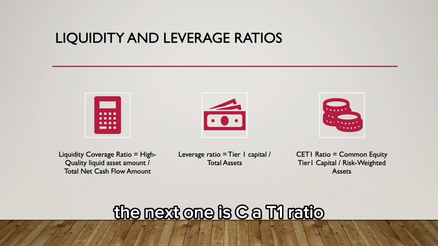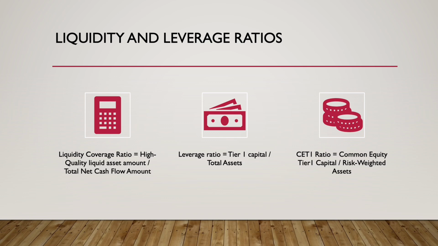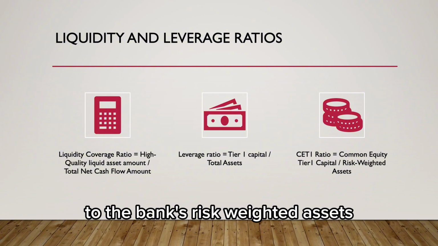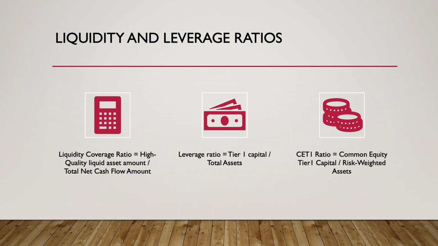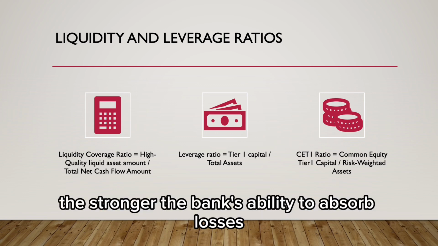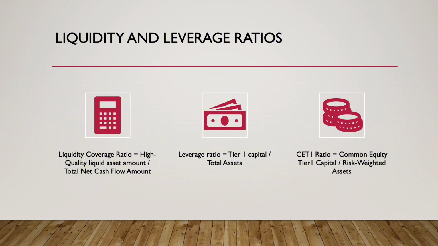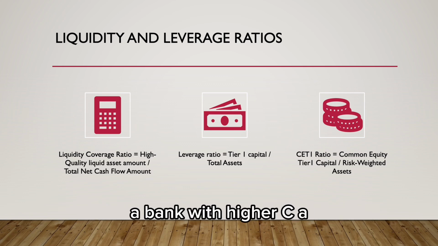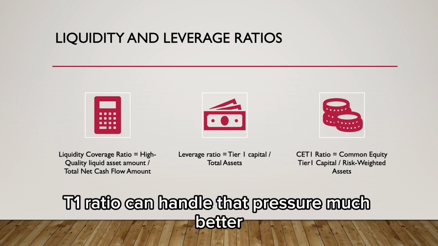The next one is the CET1 ratio. This compares the high quality capital to the bank's risk weighted assets. The higher the CET1 ratio, the stronger the bank's ability to absorb losses. If the economy slows or borrowers struggle to repay their loans, a bank with a higher CET1 ratio can handle that pressure much better.